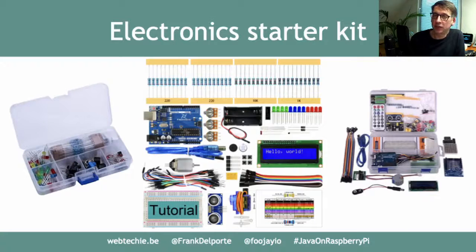And if you want to get started with this, I advise you to buy an electronics starter kit. If you go to eBay, you will find a lot of them in different price ranges, starting from, let's say, $20. But it all depends on the number of components you get in the kit, if there's an Arduino or a Raspberry Pi inside, and the number of wires and all the other electronic components.